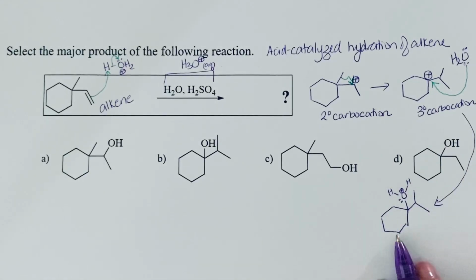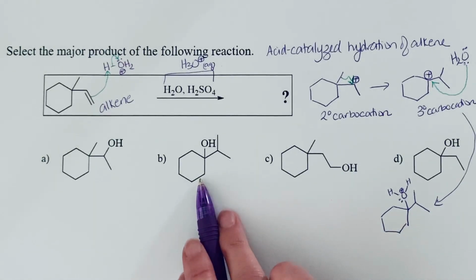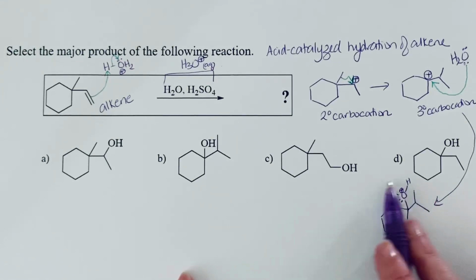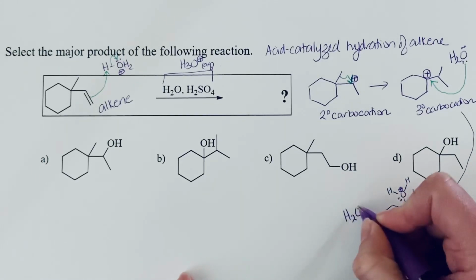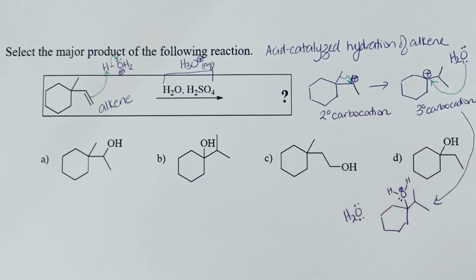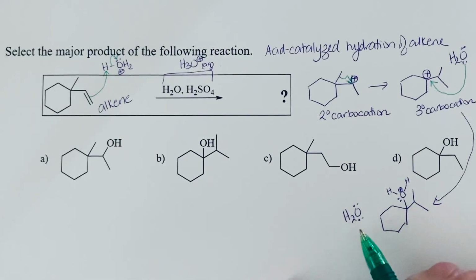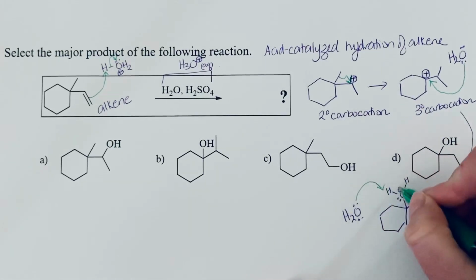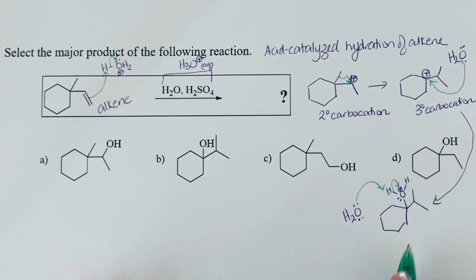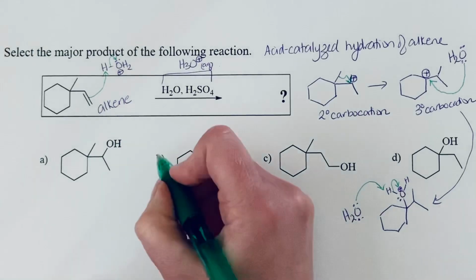And if we look at this structure and compare it to our options, it appears to be the conjugate acid of B. In the last step of this reaction, we will remove one of these hydrogens to get the neutral alcohol product B. In an aqueous solution, we have plenty of water around, and water can act as a base to do this final proton transfer step to give us the alcohol B as the product.